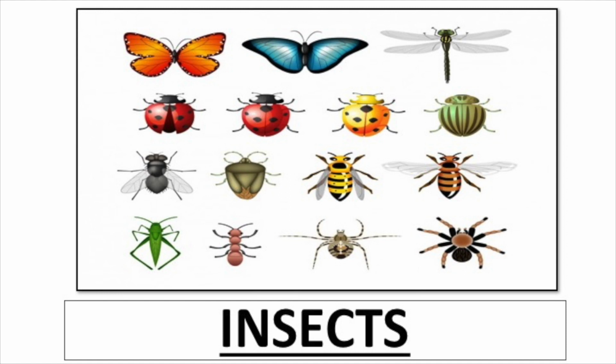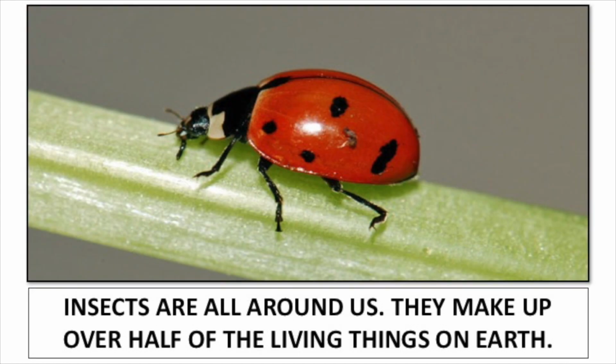And next we have insects, like the butterfly from before. Insects are all around us. They make up over half of the living things on Earth. Just think about that. Over half of all living things on the planet are insects because they're very small. Does anybody know what type of insect this is? Ladybird. Yes, well done. You can see the red body with the black spots.